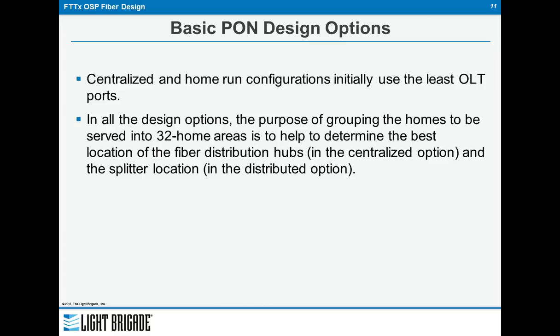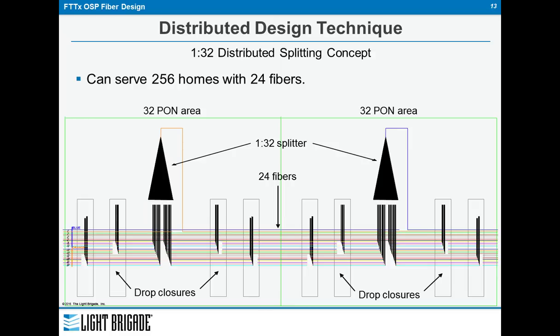So just to be redundant, the centralized and home run configurations initially use the fewest OLT ports, and that's what I was saying, that when you roll your system out, if you only have 30 customers, one transmitter and one splitter is sufficient, and with the cabinet and the home run, you have the flexibility to incrementally add those items as your network grows.